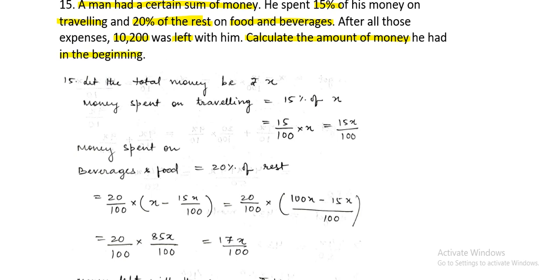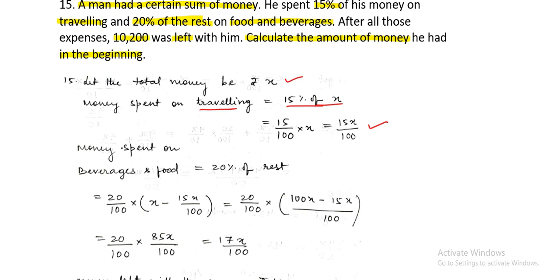So what we'll write? First we'll write that let the total money be X. So whatever we need to find, we will consider that as X. So let the total money be X. Now money spent on traveling is how much? Money spent on traveling is 15% of the total money. So we will write 15% of X. That is 15 by 100 into X, or that is 15X by 100.